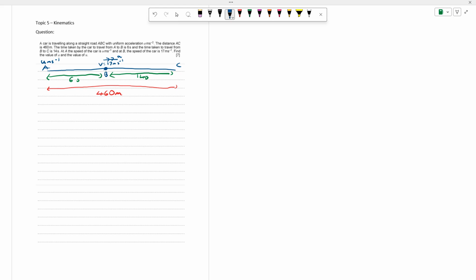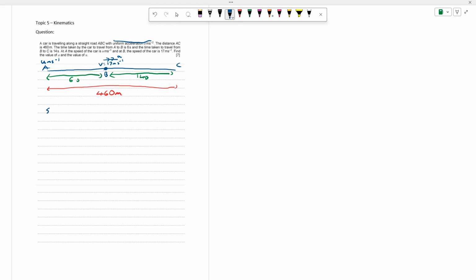Okay, now you can probably see here that I've got two unknowns. If we're getting used to this kind of question, we're probably going to have to use some simultaneous equations. But let's set some things up first. So the first thing I'm going to consider is the whole thing. Now I can do the whole thing because the acceleration is constant or uniform for the whole thing. If it was different for the sections A to B and B to C, I'd have to split them up.